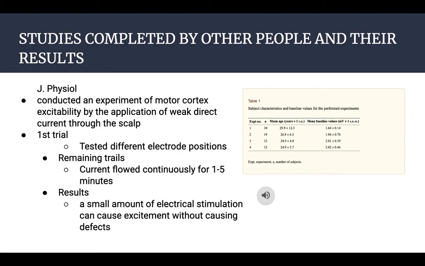Nearly all subjects were able to feel the current flow as an itching sensation. The current then exceeded an intensity of 0.4 mA, or by perceiving light flashes as the current was turned on and off.